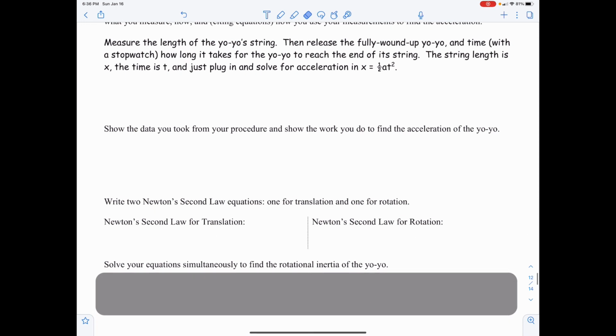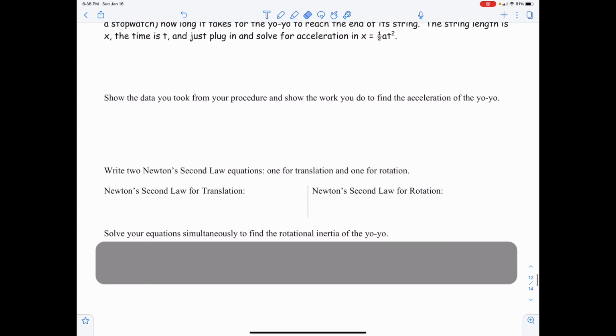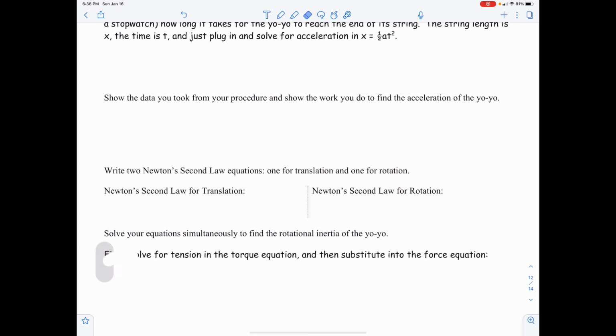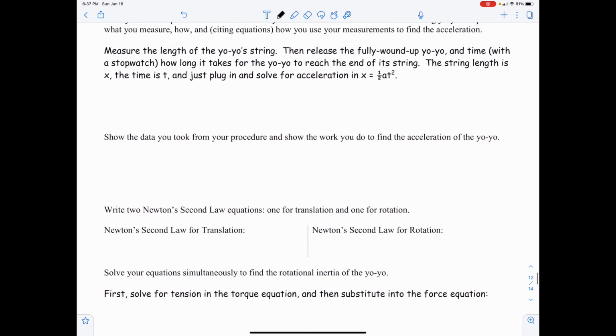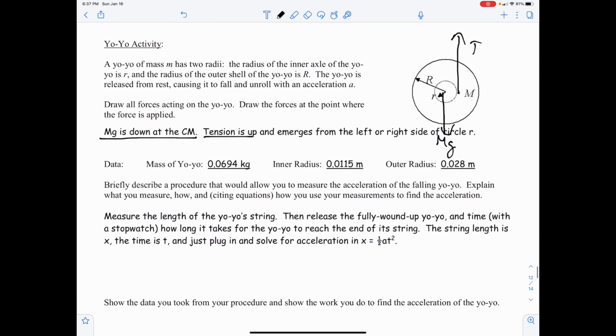So in order to write two equations for this, we would essentially have one equation for translation, which would be the weight minus tension equals ma, accounting for the fact that we're accelerating downward.